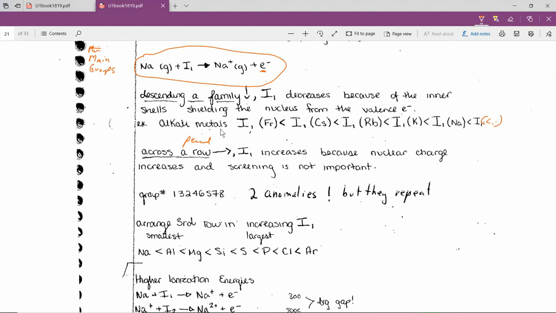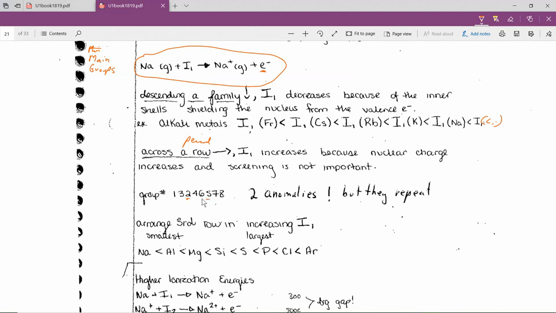What's interesting is that the increase is not smooth. In fact, the second group, the alkaline earths, are happier than you might expect, and it takes more energy to kick an electron out of them. They have a filled s subshell. That's the rationale behind it.